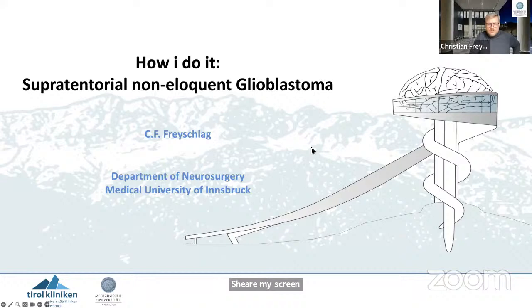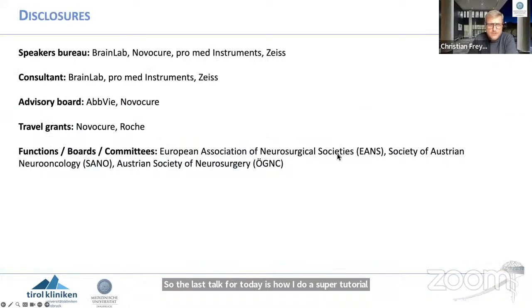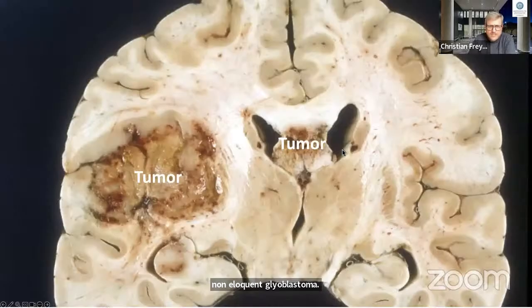So the last talk for today is how I do a supratentorial non-eloquent glioblastoma. I have no disclosures concerning that.